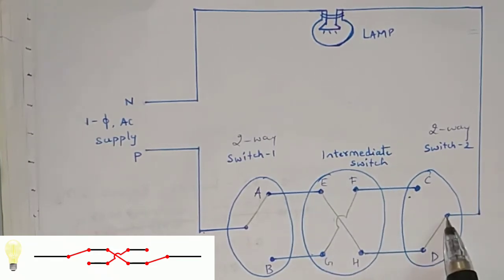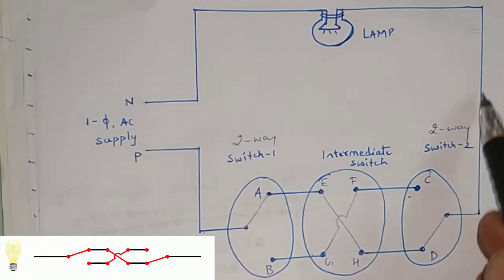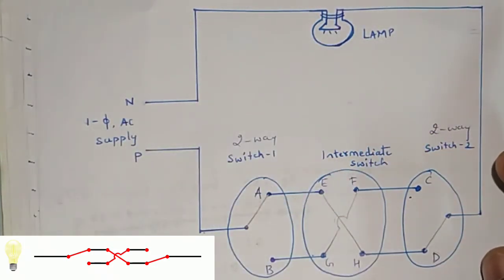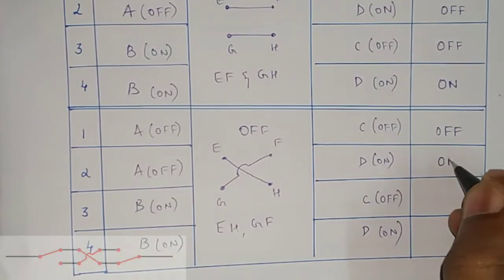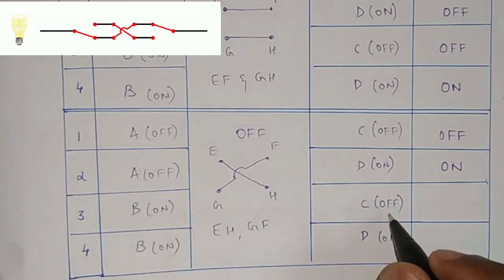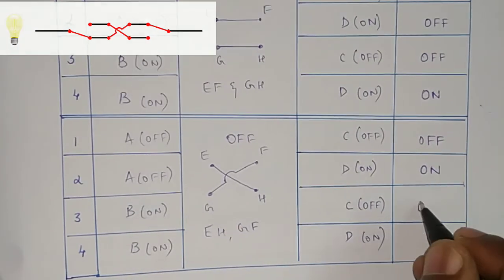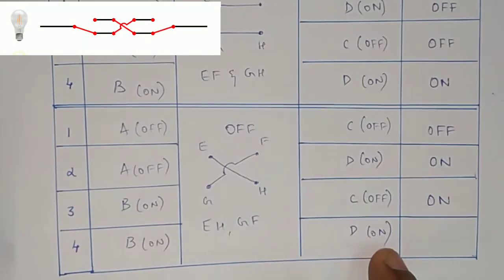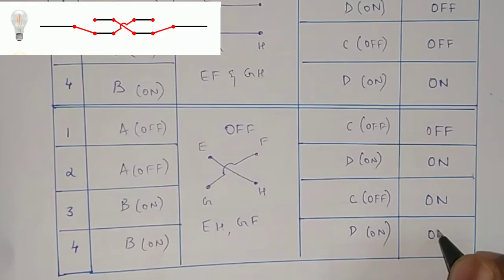Now from D there is a path for current to flow, so from D it will reach the lamp. From the lamp it is already connected to neutral. Therefore the circuit is a closed circuit and the lamp will be in on condition. In the same way, check the third case. When switch number 1 is in B position and switch number 2 is in C position, the lamp will be on. And in the final case, when switch number 1 is in B position and switch number 2 is in D position, your lamp condition will be off.